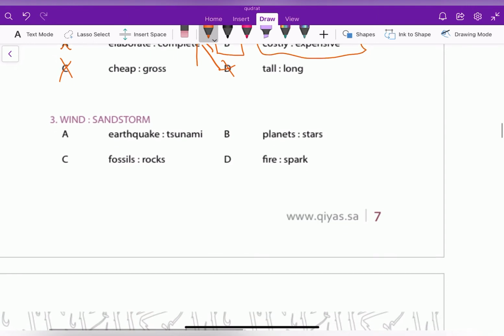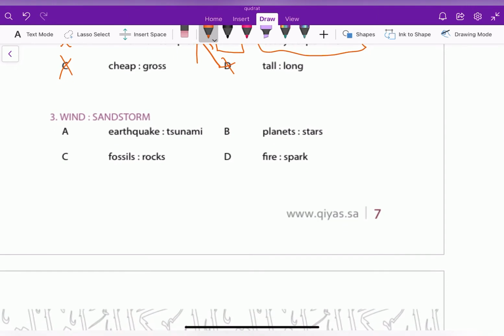Number 3 says wind, sandstorm. So we're supposed to identify the relationship between wind and a sandstorm. A sandstorm could have winds, meaning it could be something like a part of a whole.